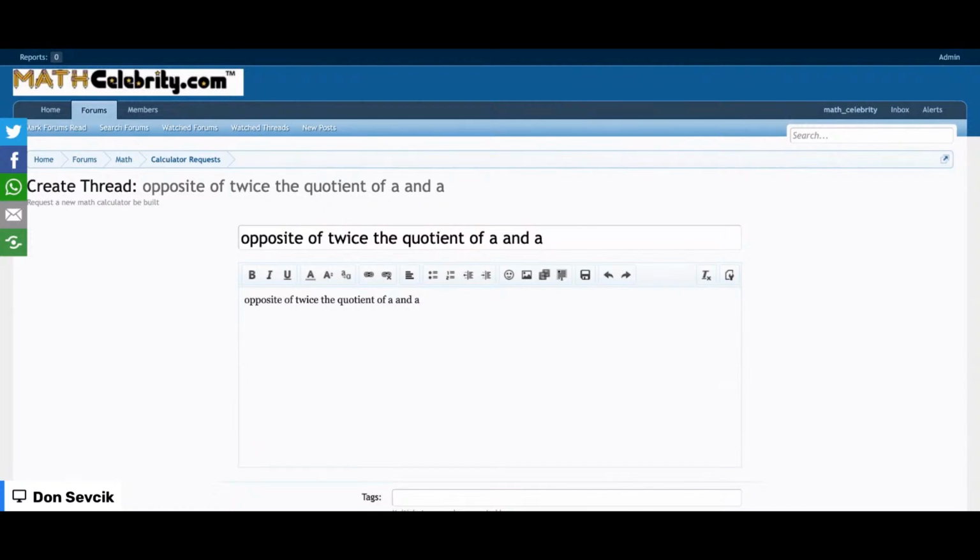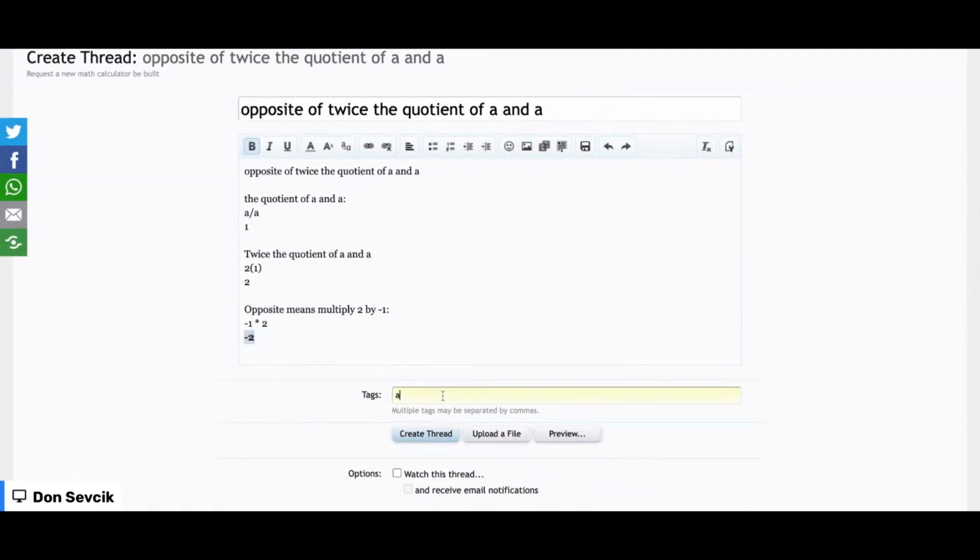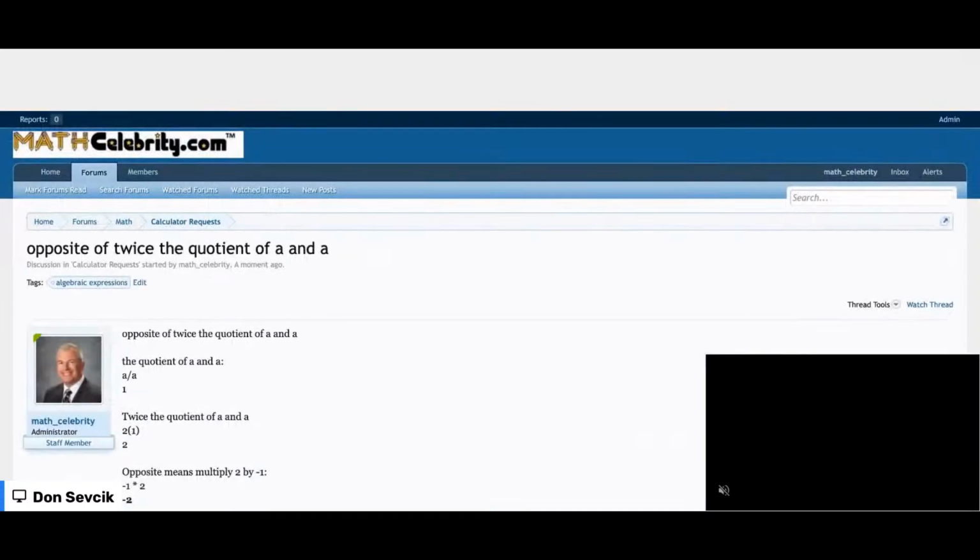Opposite of twice the quotient of A and A. So the quotient of A divided by A simplifies to 1. Twice, 2 times 1, which is 2. Opposite means multiply 2 by -1. -1 times 2, which is -2, I'm sorry. We're done. That was an algebraic expression as well, which evaluated to a constant. That one's done.